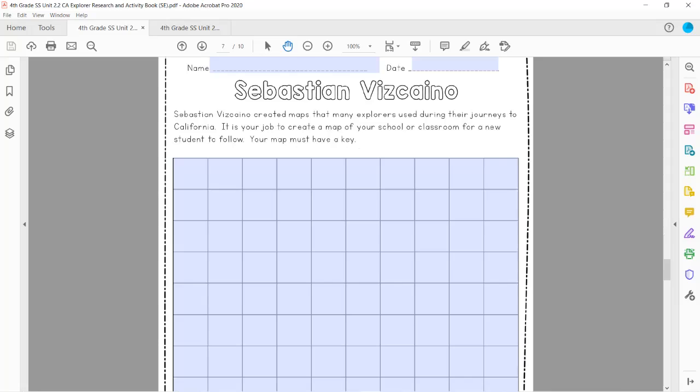Now for Vizcaíno, you are going to create a map as well. So Sebastián Vizcaíno created maps that many explorers used during their journeys to California. It's your job to create a map of your school or classroom for a new student to follow. Your map must have a key.